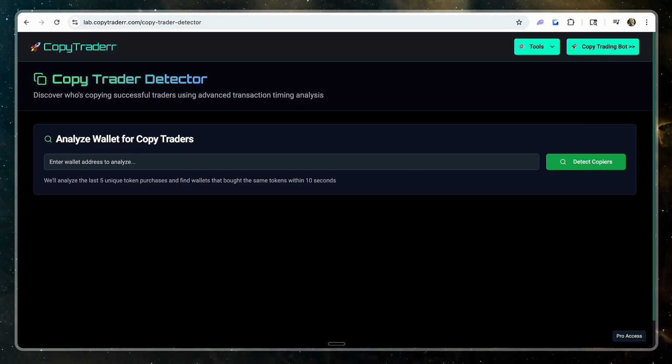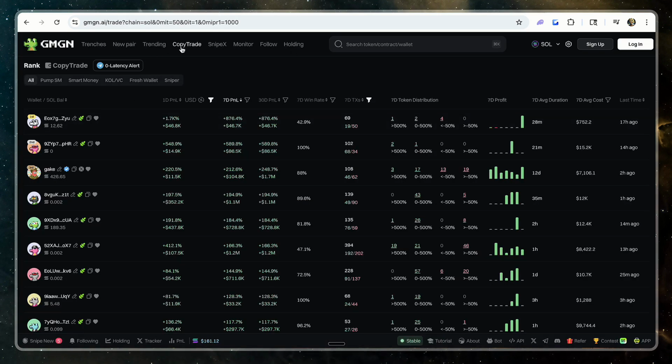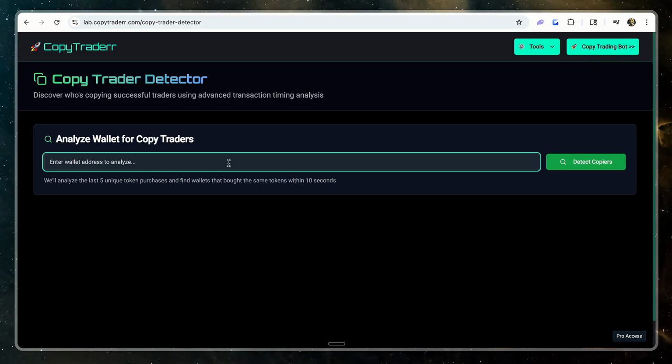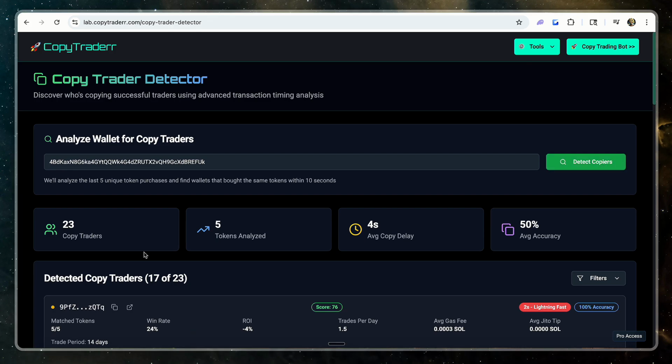So let's grab a popular trader from the top copy trading list. These guys usually attract a lot of copy traders, even though it's very hard to win with them. Click detect copiers, and there you have it. So we've detected 23 copy traders with an average of a 4-second copy delay.